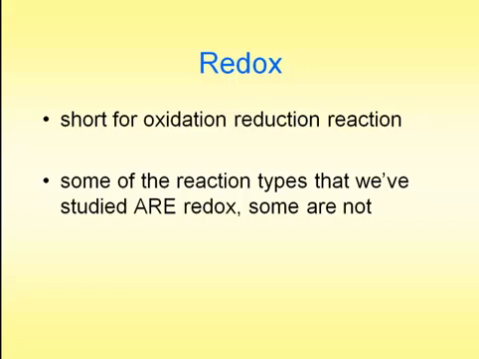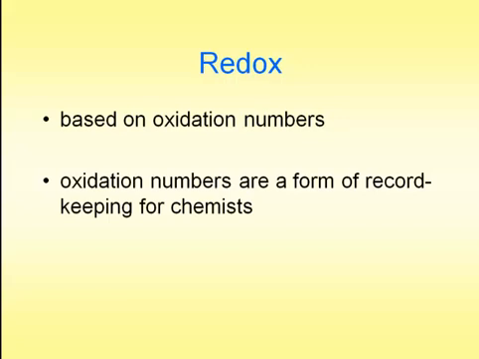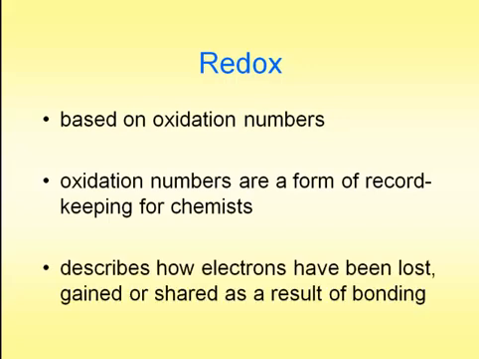Some of the reaction types that we've studied are redox reactions and some of them are not. The whole redox concept is based around oxidation numbers, which is just a form of record keeping for chemists. Oxidation numbers describe how electrons have been lost, gained, or shared as a result of that element bonding with other things.